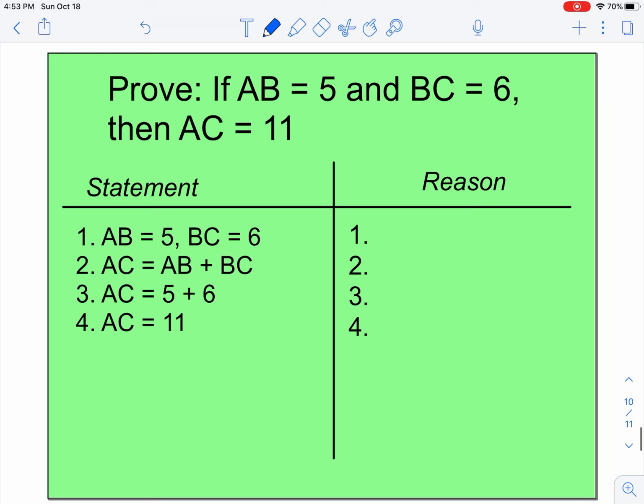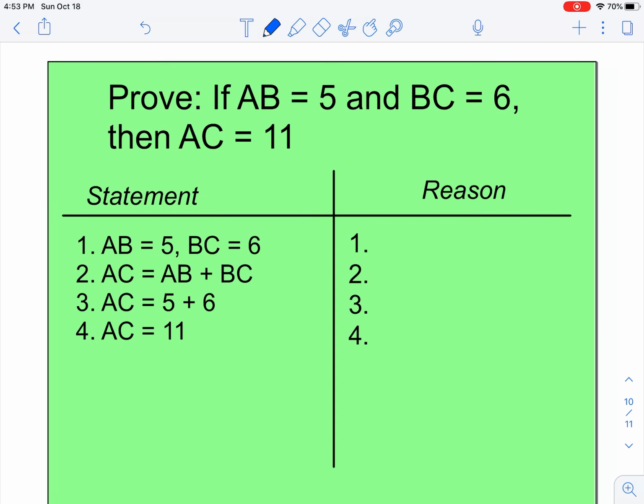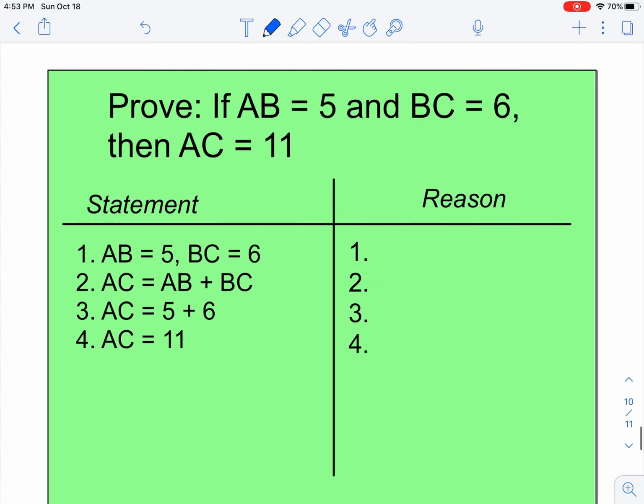Okay, let's try another one. This one's a lot simpler. Let's see how you can do on this one. I'd like you to pause the video, read through the statements and the reasons and the proof, and see if you can get them correct. And then you can start the video again to see if you got it right.